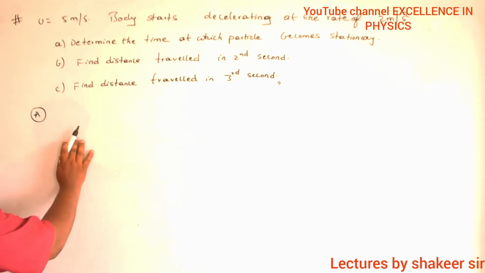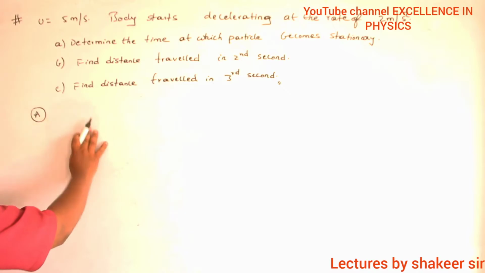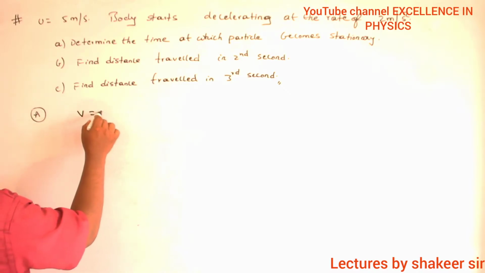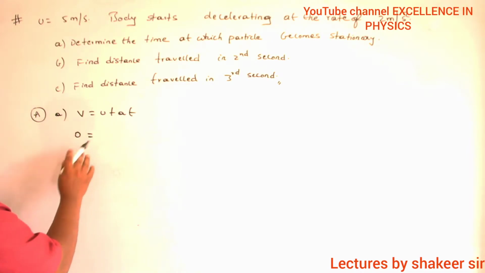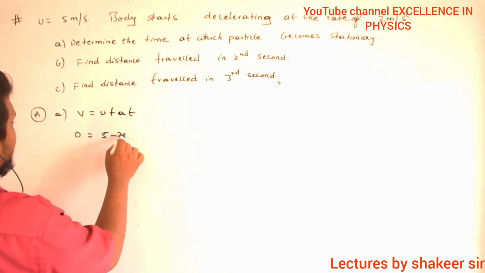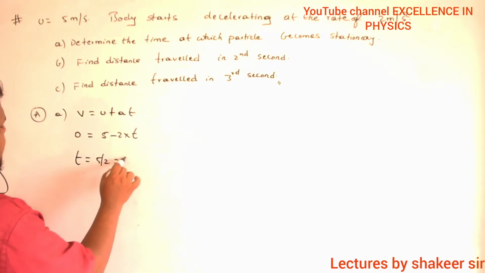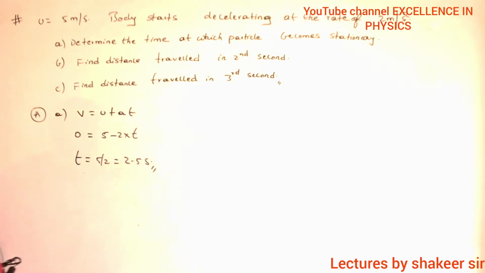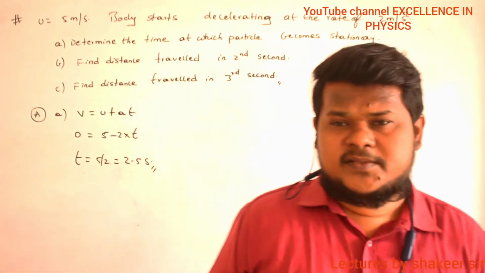So therefore I will use the relation. Which relation can I use? I can use the relation v = u + at. Clear now? Final velocity should be 0. Initial velocity is 5. Acceleration is minus 2, and time taken is t. So therefore t = 5/2, which is equal to 2.5 seconds. That is my answer, the time at which the body goes into rest position. That's all. Very simple question.